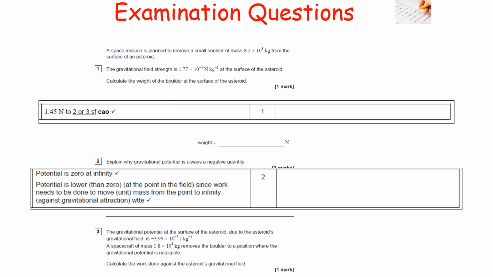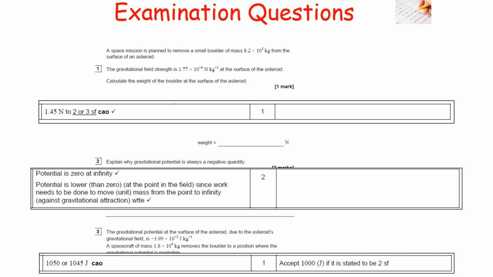Now the last question is, how do we work out the work done? Well, we know that the work done is going to be the mass of the object times the change in gravitational potential. So we can say it's going to be 1.8 times 10 to the 4 multiplied by 3.99 times 10 to the minus 2. So therefore you can work it out to be 1050 joules.